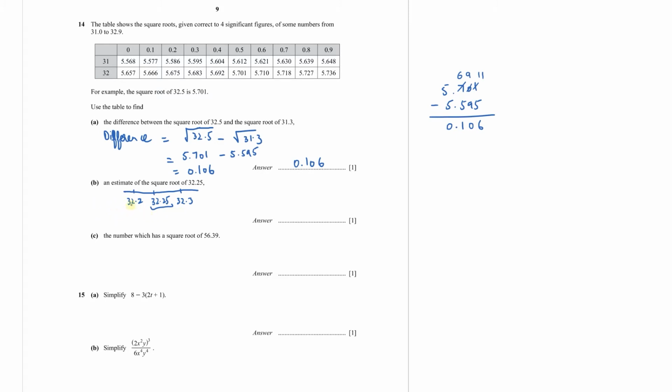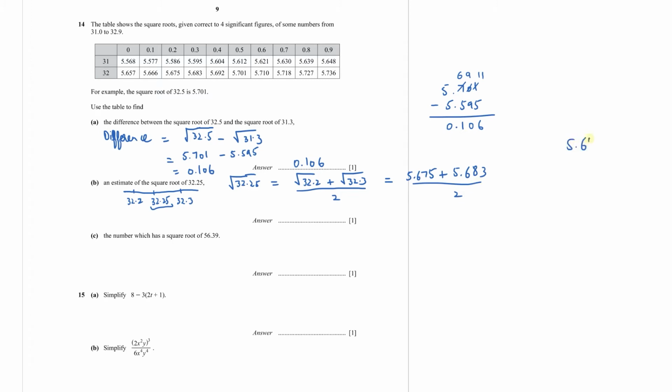So what we can do is take the square root of this from the table, the square root of this from the table, and then to find the middle value we can add the two square roots and divide by 2. So the estimate of the square root of 32.25 will be the square root of 32.2 plus the square root of 32.3, and then the whole divided by 2. So what is the square root of 32.2? It is 5.675. 5.675 plus the square root of 32.3, which is 5.683, and then divide by 2.